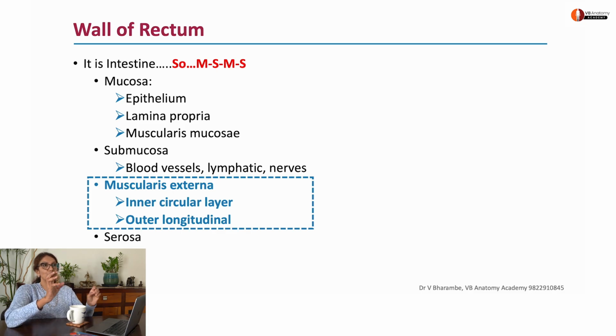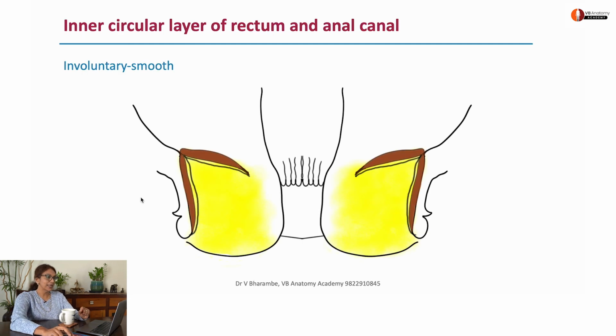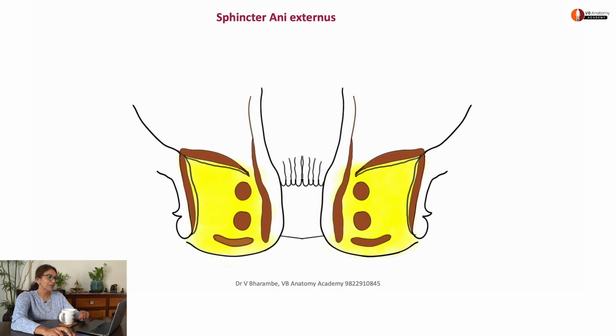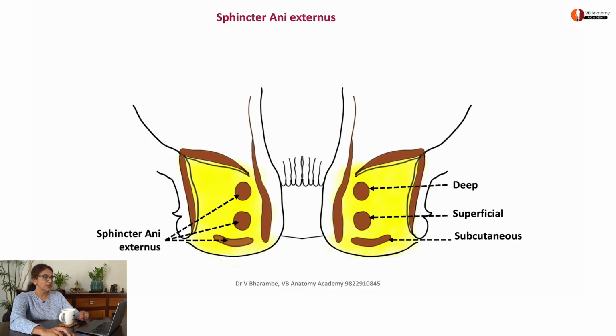So now remember, your gut tube always has two layers, an inner circular and an outer longitudinal. This inner circular layer of the rectum and anal canal thickens to form the sphincter ani internus, which is an involuntary smooth muscle, about 2.5 centimeters long and 2 to 5 millimeters in thickness. This is surrounded by the sphincter ani externus, divided into deep, superficial and subcutaneous groups. Actually it looks like a single muscle. It's a skeletal muscle which is voluntary, supplied by the inferior rectal nerve and S4 nerve.